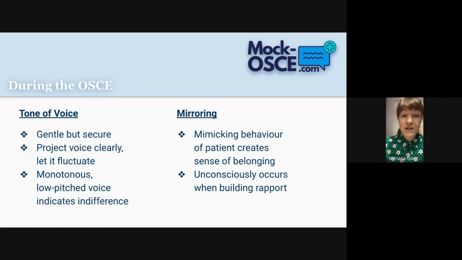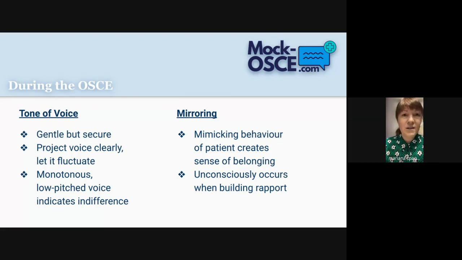Another aspect, which is mirroring, so mimicking behavior. So a lot of research has actually been done, and they've gotten a lot of data that you as a health professional, if you mimic the patient's behavior in a subtle manner throughout the interview, it unconsciously creates a sense of belonging, and it slowly, in an unconscious, non-verbal way, builds the rapport.